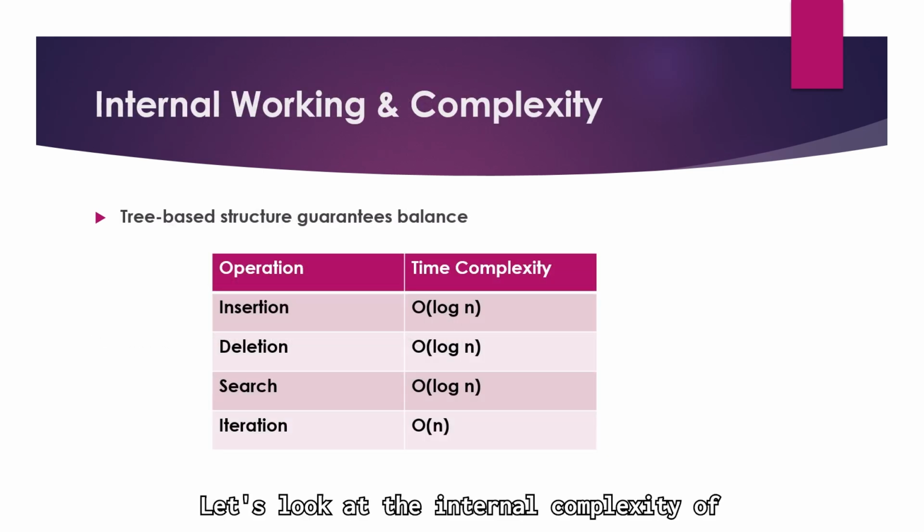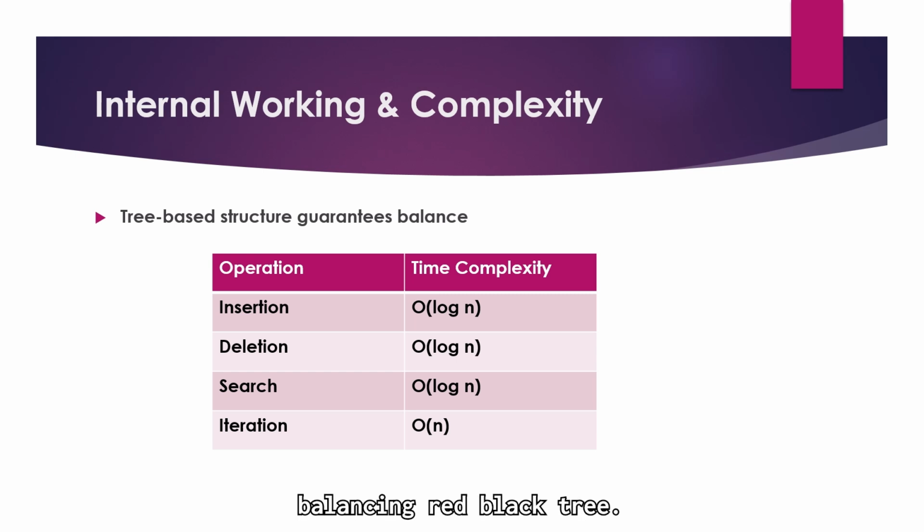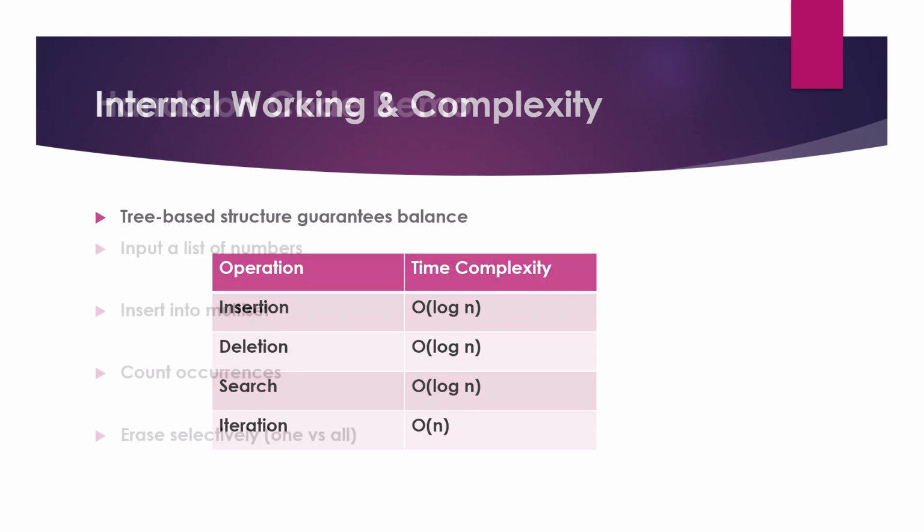Let's look at the internal complexity of multiset operations. Insertion, deletion, and search all have a time complexity of O(log n) thanks to the self-balancing red-black tree. Iterating through the multiset takes O(n) time since you are simply walking through each element in sorted order. This consistent performance, regardless of data size, is a major strength of tree-based containers like multiset.